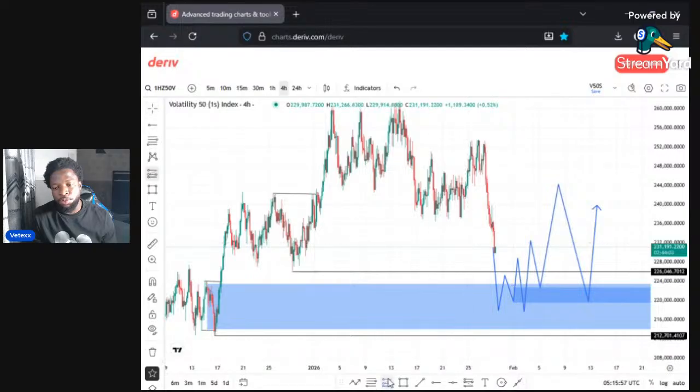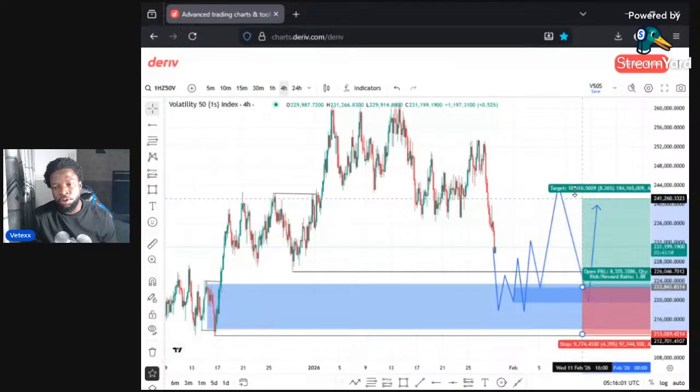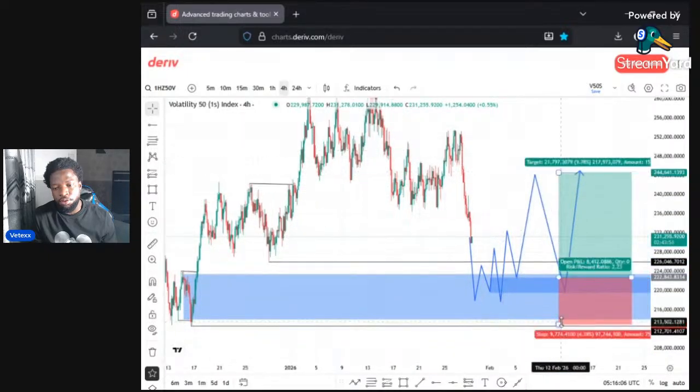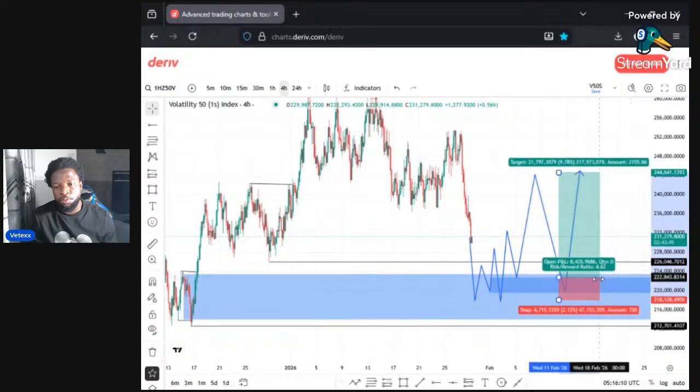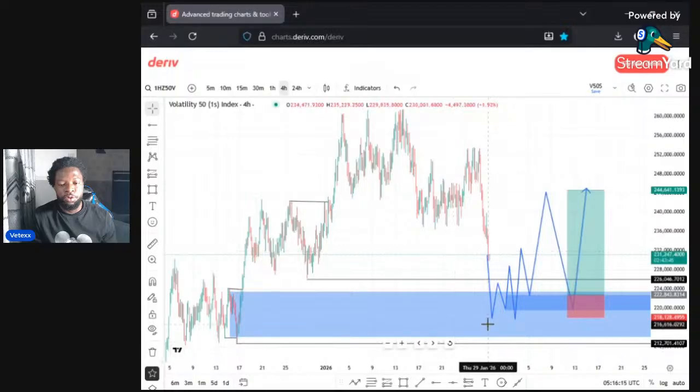So once price taps into this point of interest, we are going to scale down to the 15 minutes time frame or the 1 hour time frame and anticipate sells, and anticipate more sells. So once price taps into this, do not set your limit entry. Don't try to enter at this point wanting to catch an early entry. Wait for price to give you continuation on the lower time frame, then you can execute.